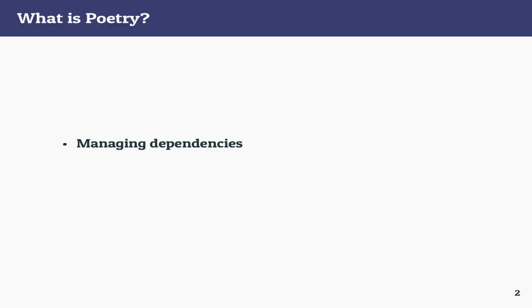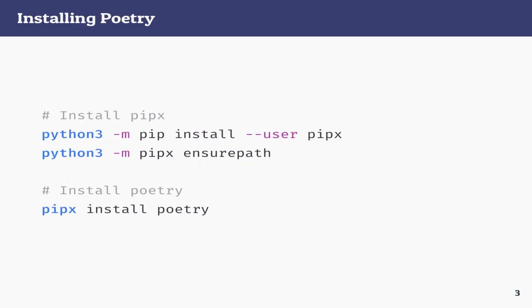With Poetry, you can organize and update the dependencies of your project. You can also create isolated virtual environments for running and testing the code. Poetry helps you package and publish your project as well. Let's install Poetry with pipx. It is similar to pip but focused on Python packages with command line interfaces.